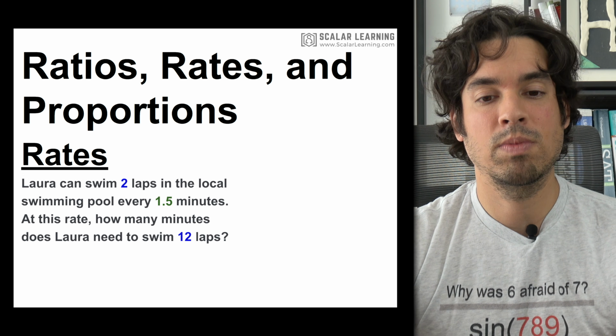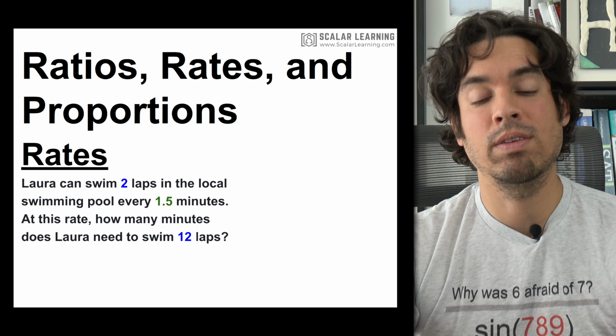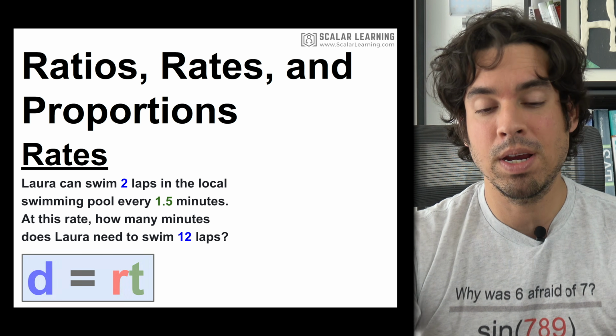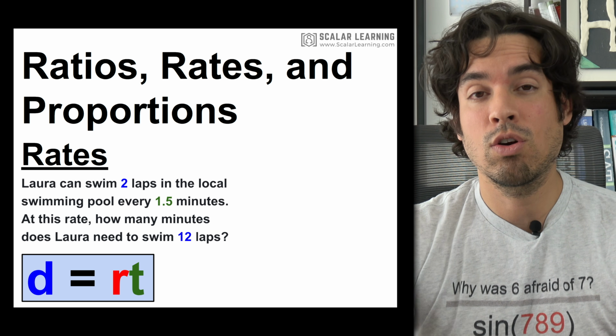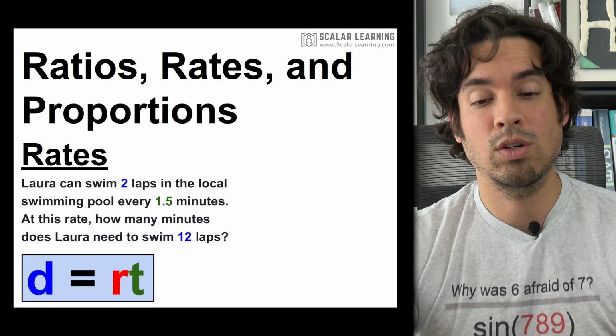Now let's look at a particular example involving rates. So if we look at this problem, it says Laura can swim 2 laps in the local swimming pool every 1.5 minutes. At this rate, how many minutes does Laura need to swim 12 laps? Bearing in mind that we've got distance equals rate times time. Now notice I color-coded those numbers, right? The numbers in blue correspond to distance and the number in green corresponds to time.